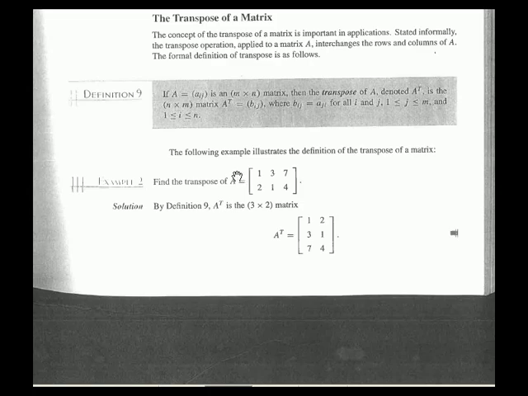In the next section, 6, we define the transpose of a matrix, basically just by flipping it along the axis. If A is this matrix, in its transpose the rows become the columns. The first row becomes the first column of A transpose, the second row becomes the second column. So you just flip it. And if A is n by m, A transpose is m by n.